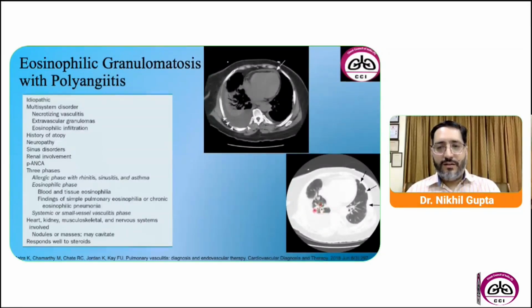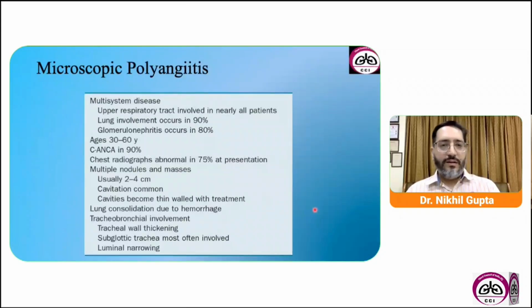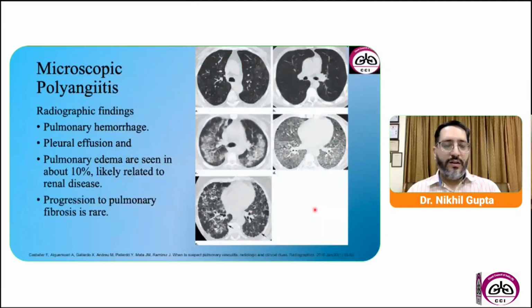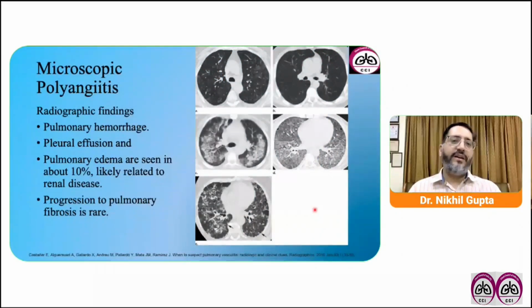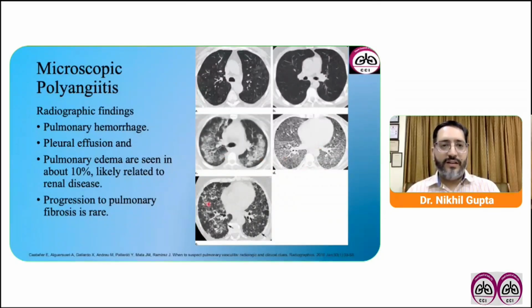We can also see some necrotizing opacities. Coming to MPA, this is also a small vessel vasculitis, generally associated with P-ANCA. C-ANCA can also be seen. The radiographic features are pulmonary hemorrhage, pleural effusion, and pulmonary edema, however, progression to fibrosis is rare. Here we can see diffuse pulmonary hemorrhage and ground glass opacities in this case of microscopic polyangiitis.